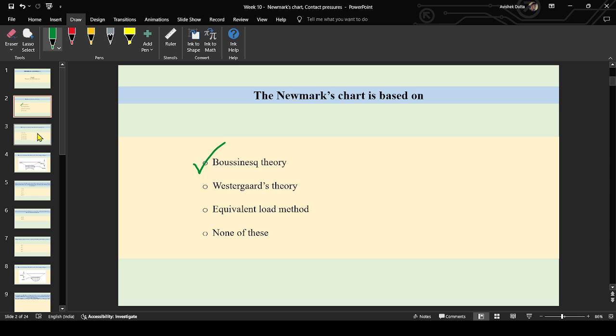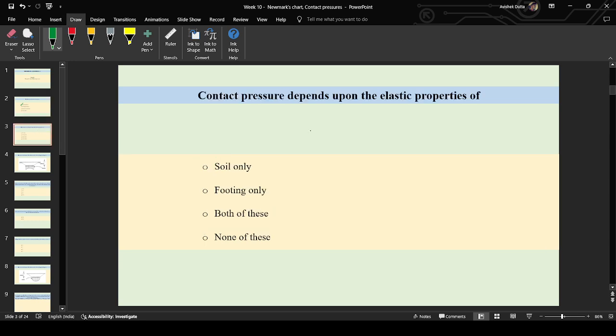Okay. Next question was contact pressure depends upon the elastic properties of. I think you can take a guess for this answer. My guess is soil only because footing is very rigid. No, that is the problem. Footing is not always rigid. Footing can be flexible also, footing can be rigid also.